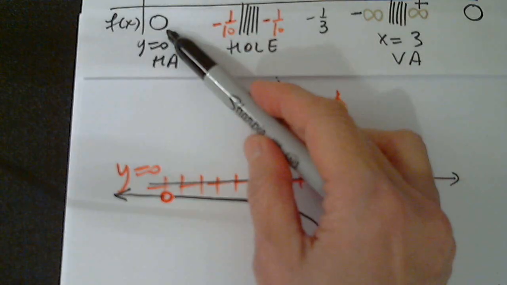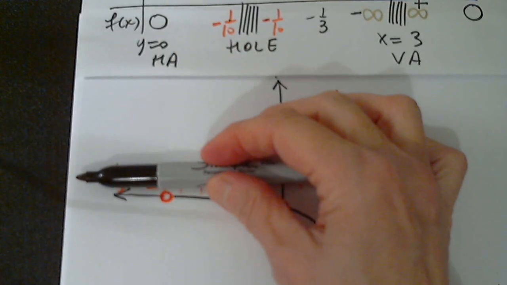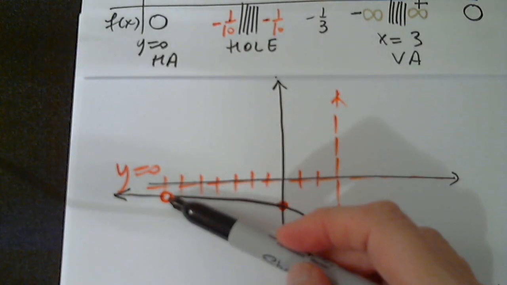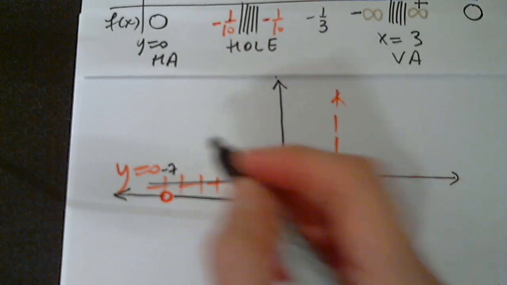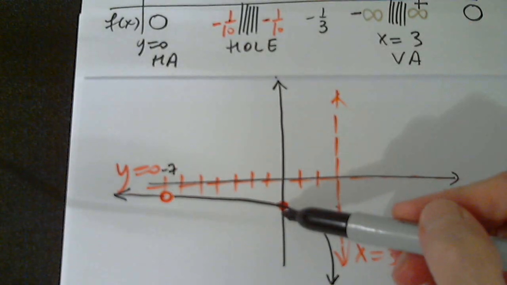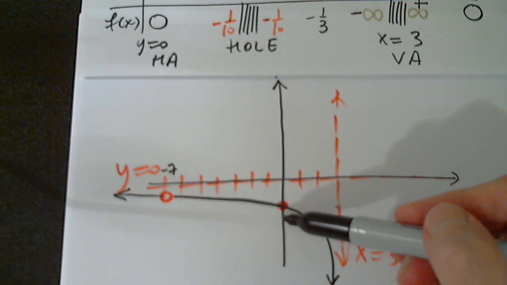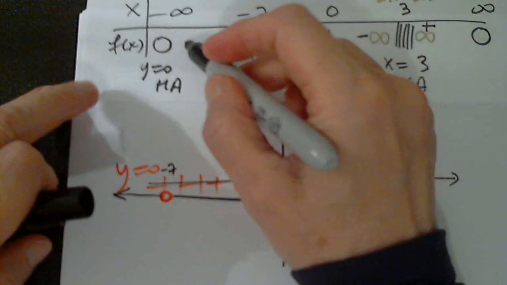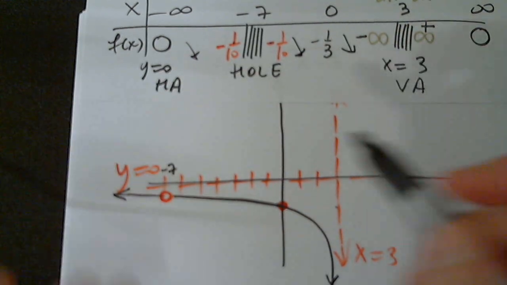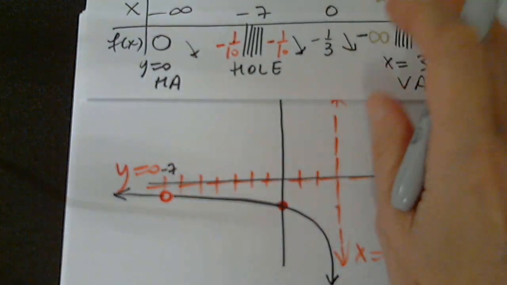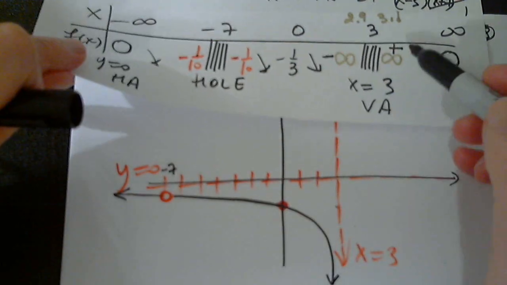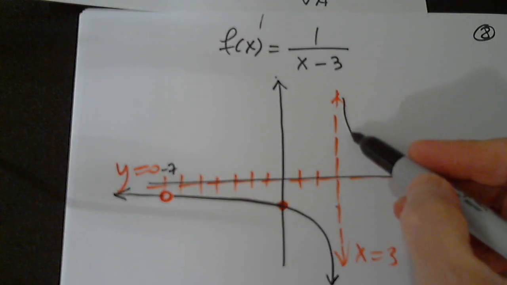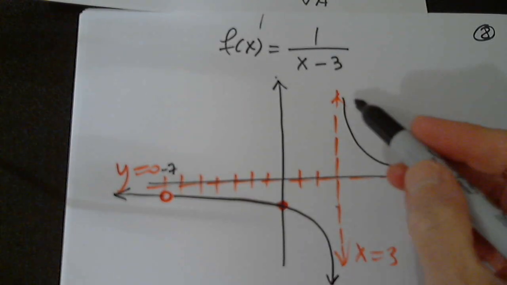Again, from approaching 0, going through the hole at negative 7, crossing the y-axis at 0, negative 1/3, and going towards negative infinity. Always decreasing. On the other side of the vertical asymptote, it's coming from positive infinity, decreasing towards 0.